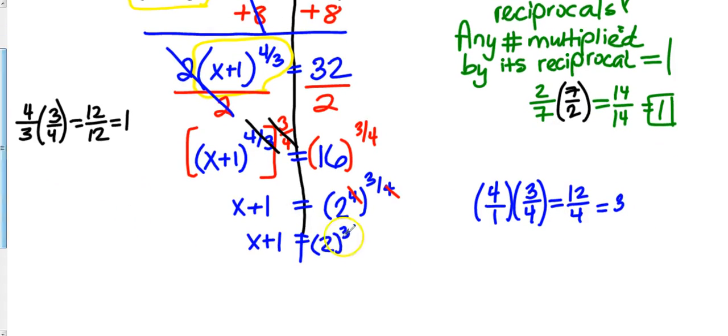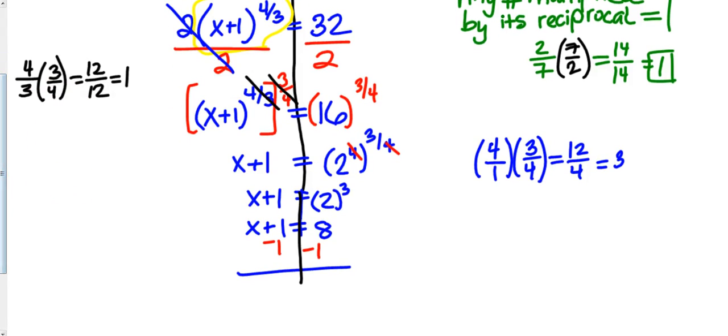And look how nice that is, because I have now x plus 1 equals 8. And to finish this up, I will subtract 1 from both sides. And get x equals 7 as a final answer.